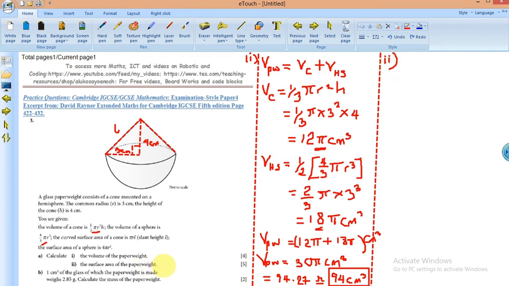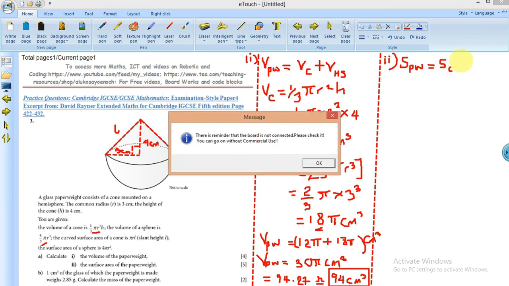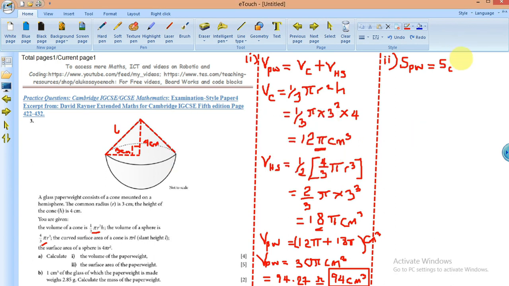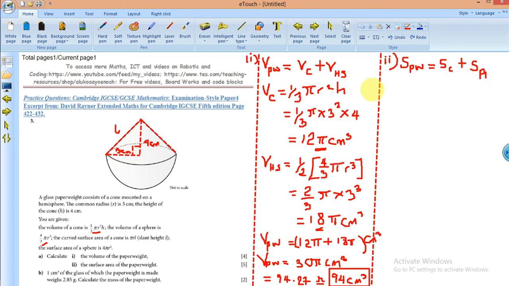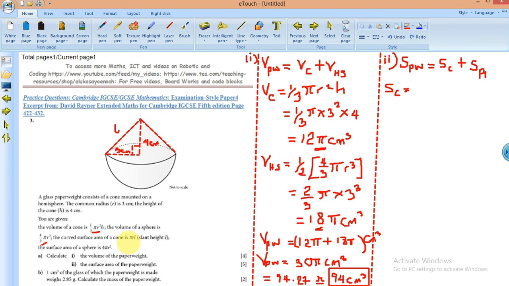Okay, so surface area of the paperweight. So I'm going to take that as SA of the paperweight. That will be the surface area of the cone plus, sorry about that, plus the surface area of the hemisphere. Okay, I think I can go for the cone first. So let's go for the surface area of the cone first. And the formula is also given in the question. Surface area of the cone is given as pi r L, where L is the slant height.